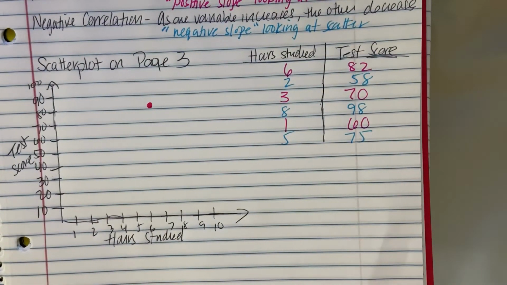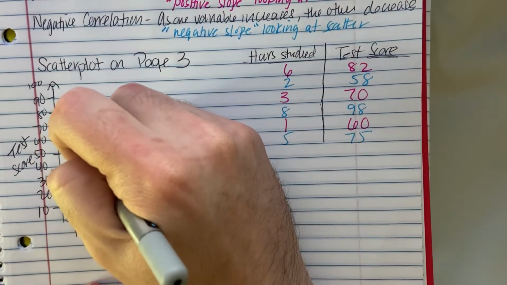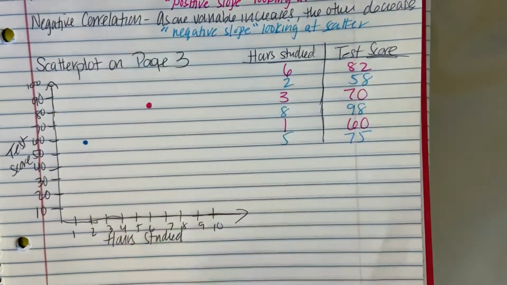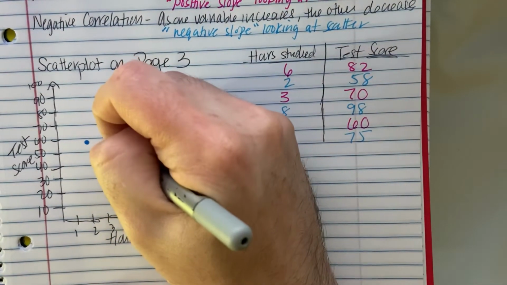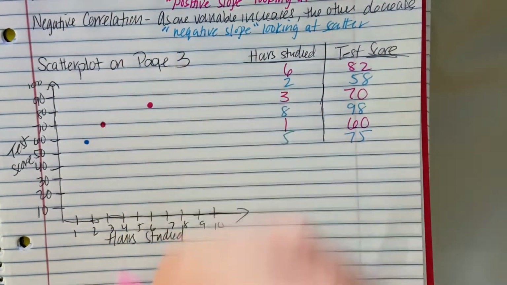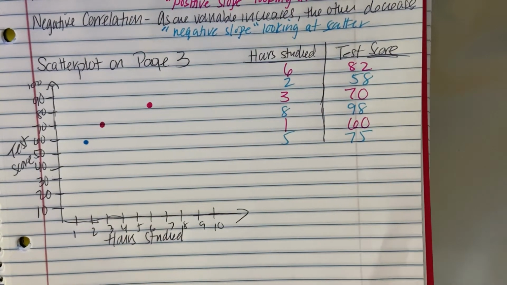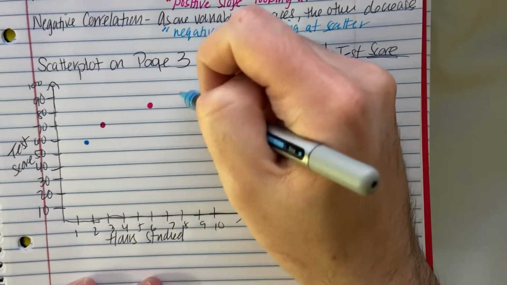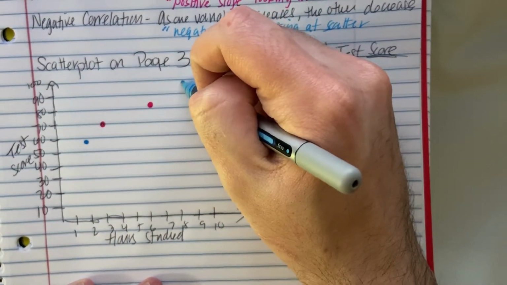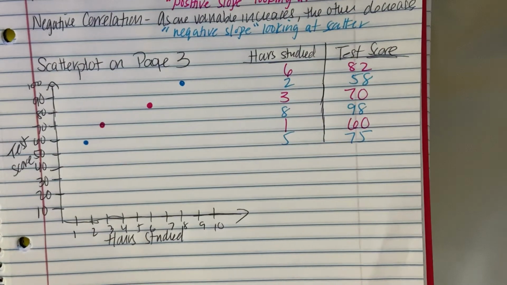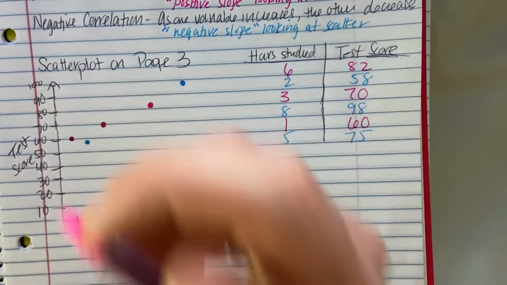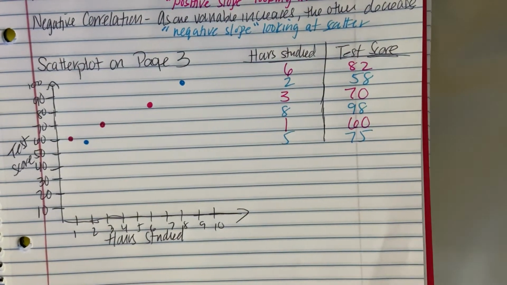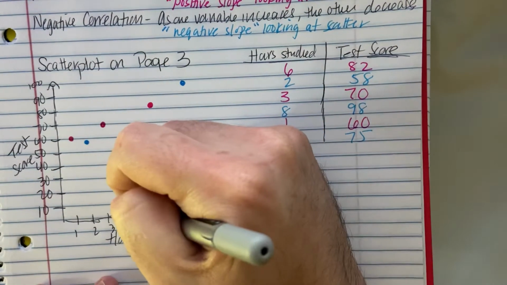Then it says the person who studied 2 hours got a 58: 2, 58. The person who studied 3 hours got a 70: 3, 70. The person who studied 8 hours got a 98: 8, 98. The person who studied 1 hour got a 60. The person who studied 5 hours got a 75.